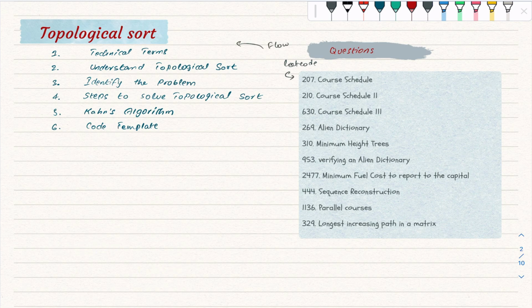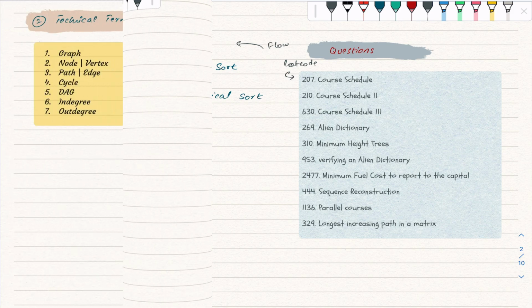Our flow of study will be: first we will talk about the technical terms, then we will look at what topological sort is, then we will talk about how we will identify that a problem belongs to topological ordering. Later we will see the steps to solve the question, then we will talk about Kahn's algorithm, which also generates topological ordering. Finally, we will look at the code template which will be used in most of the questions. Let's go with the technical terms.